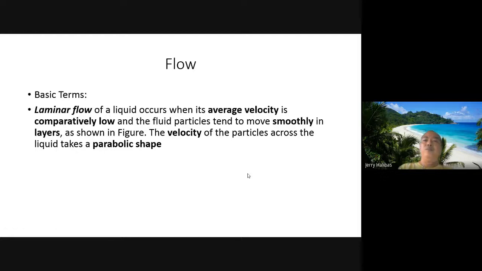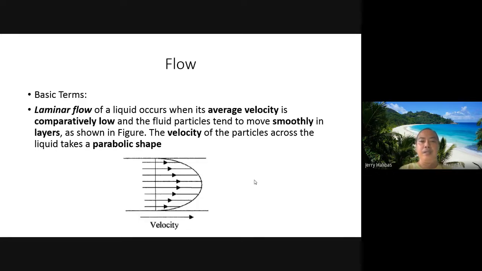Okay, so we go now to laminar flow. Laminar flow of a liquid occurs when its average velocity is comparatively low and the fluid particles tend to move smoothly in layers. The velocity of the particles across the liquid takes a parabolic shape. So, maraginhawa siya.